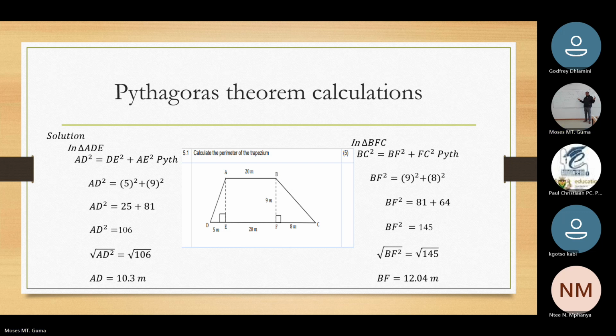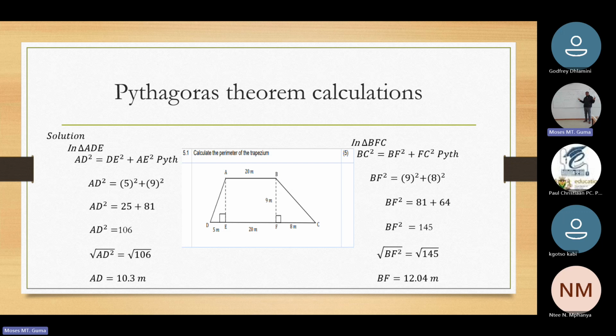Now, with this information, I know this side. And I know this side. I can actually add this side plus this side plus this side plus this whole side, which is 20 plus 8 and 5 meters, to get the perimeter that the examiner wanted. And I take my 5 marks and run home with it.